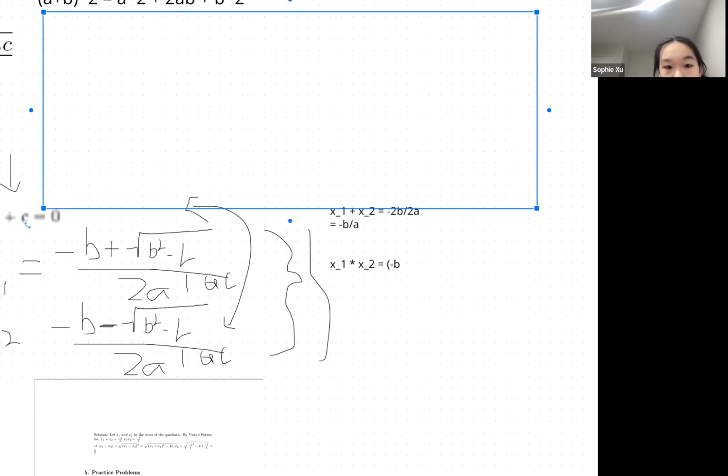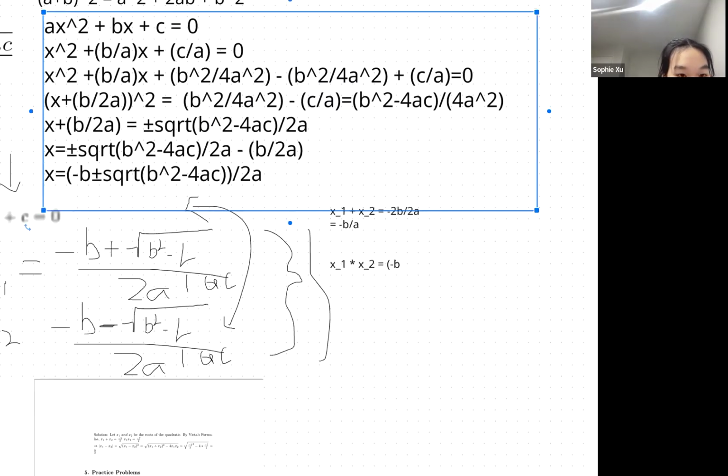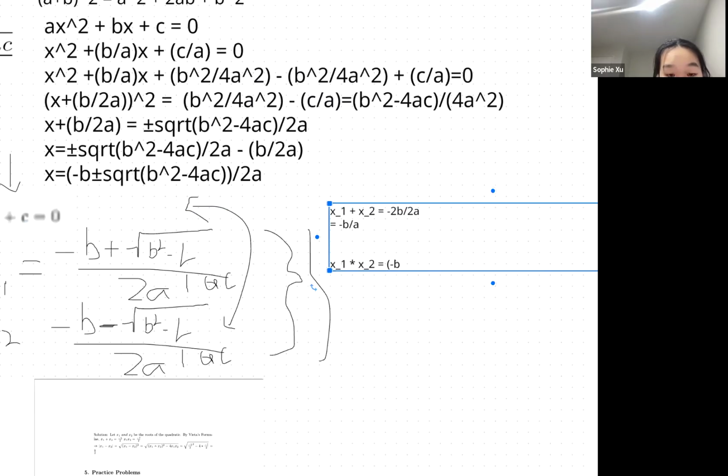Just gonna copy this. Actually, no, it's just this bit. This is so annoying. The top bit is that times this. And then the denominator is 4a squared.